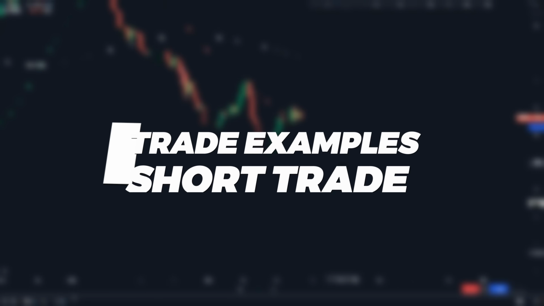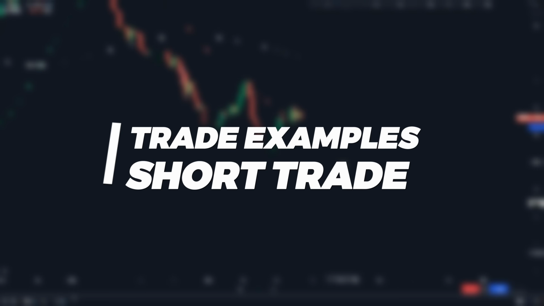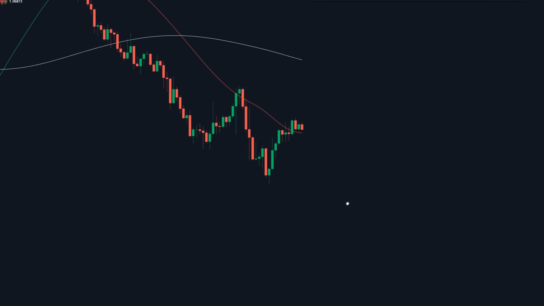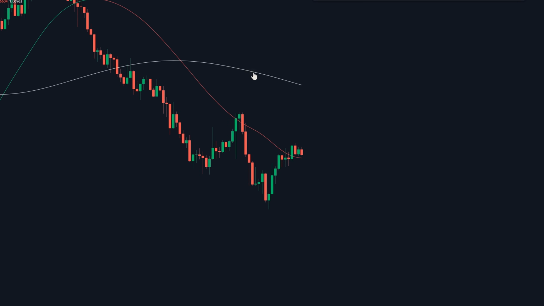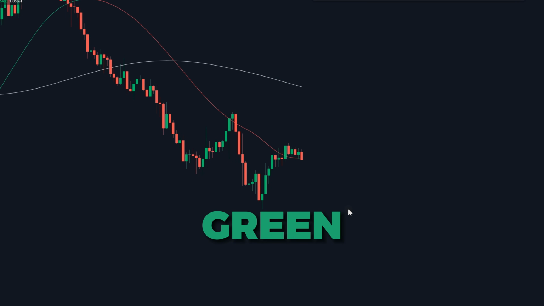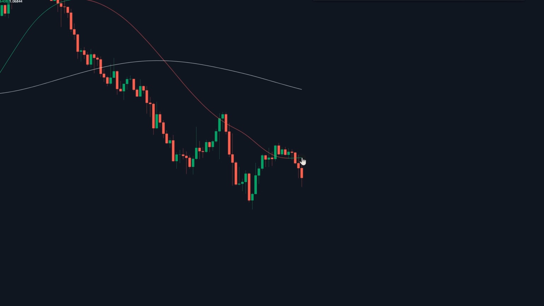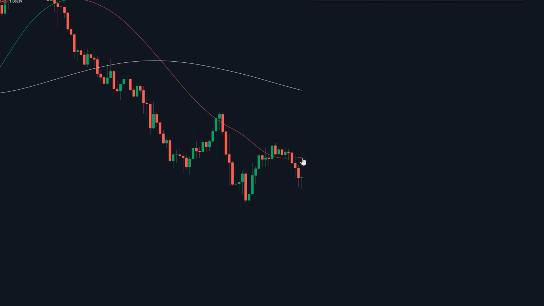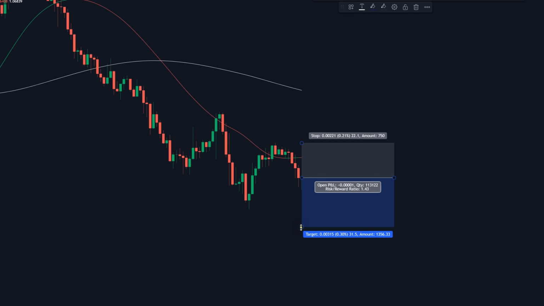Now, to enter a short position with this indicator, we're going to do everything we did for a long position. So you basically want the price to be trading below this white moving average to identify a long-term bearish trend. And then we're going to identify a pullback by having this red line turning to green. And then as soon as it turns back to red, you enter your short position. And of course, you've got to ensure that during that pullback, the price doesn't break and close above the white moving average.